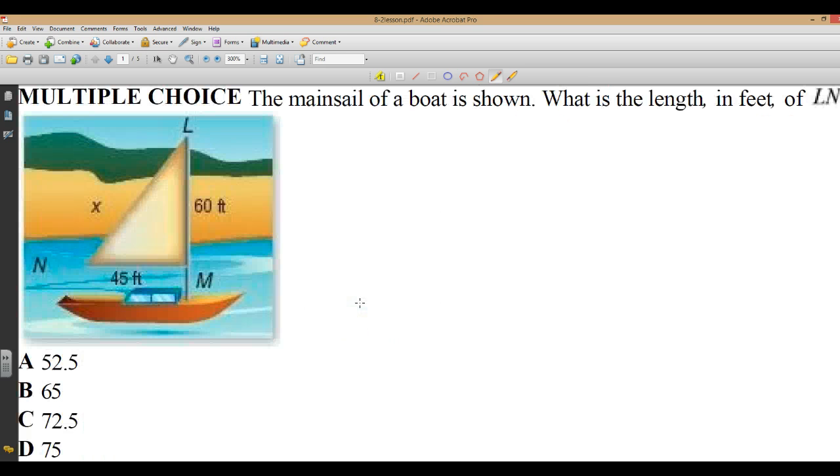On number 5, the mainsail of a boat is shown. What is the length in feet of Ln? So Ln is the hypotenuse, opposite from the right angle. So that's our C value.